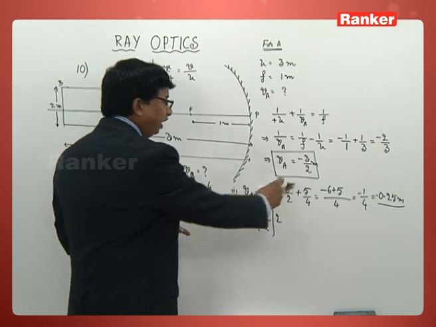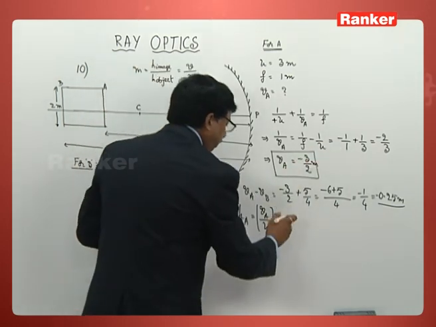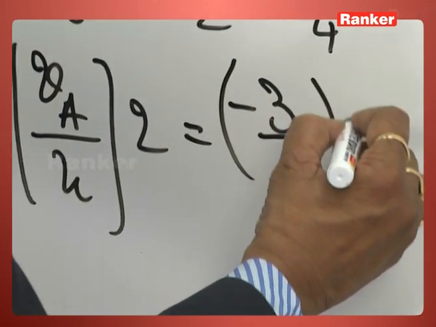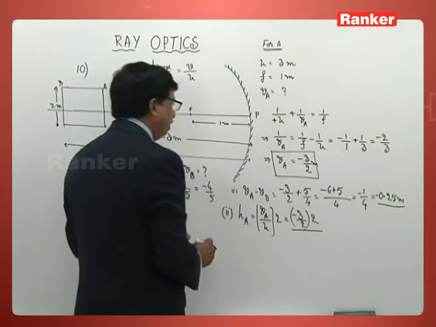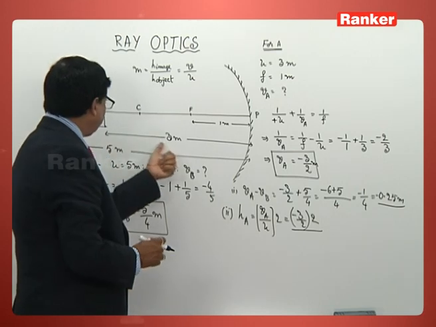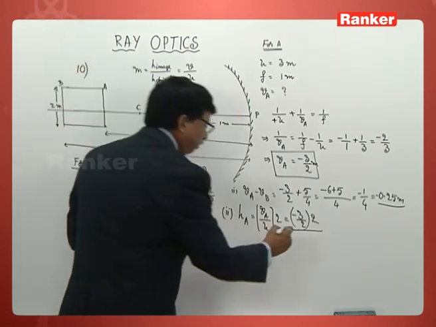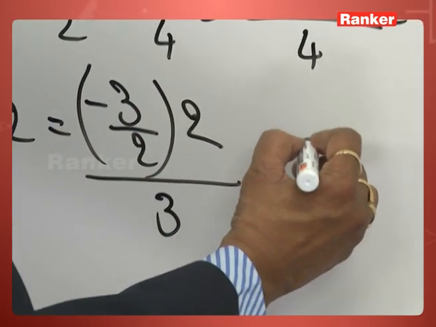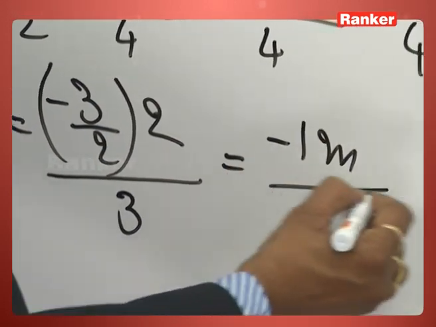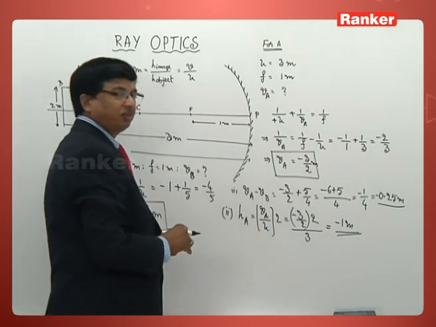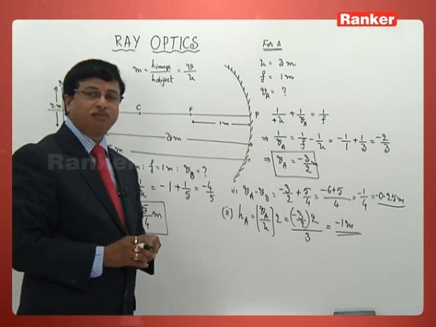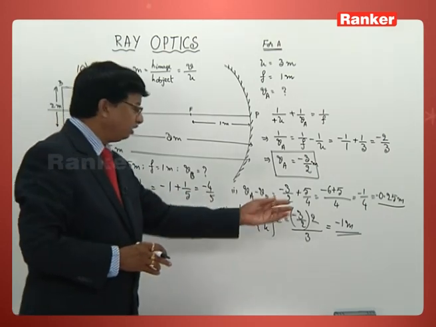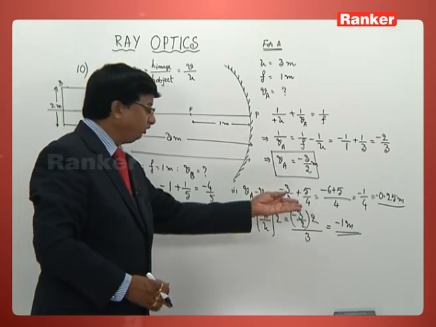Now what is VA? Look at this. It's minus 3 by 2 into 2 by what is the object distance he has given? 3 meter for A. So you can write 3. So 2 cancels, 3 cancels and you are left with 1 meter. So what is going to be the height of the image of A that is formed there? It's 1 meter. And height of course is a negative 1.